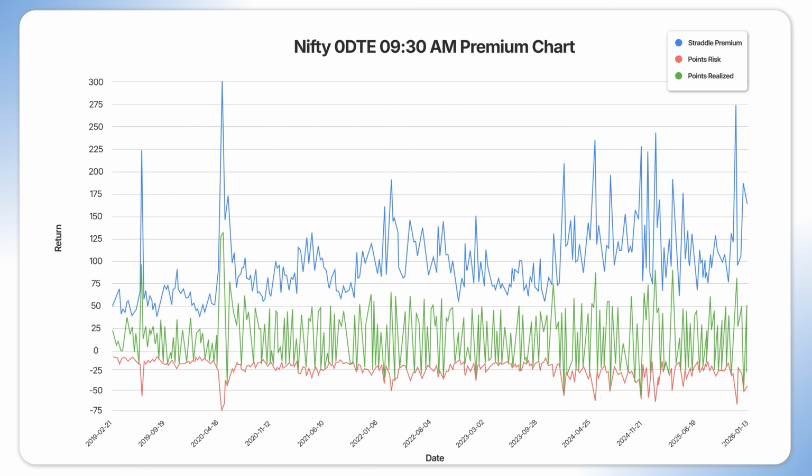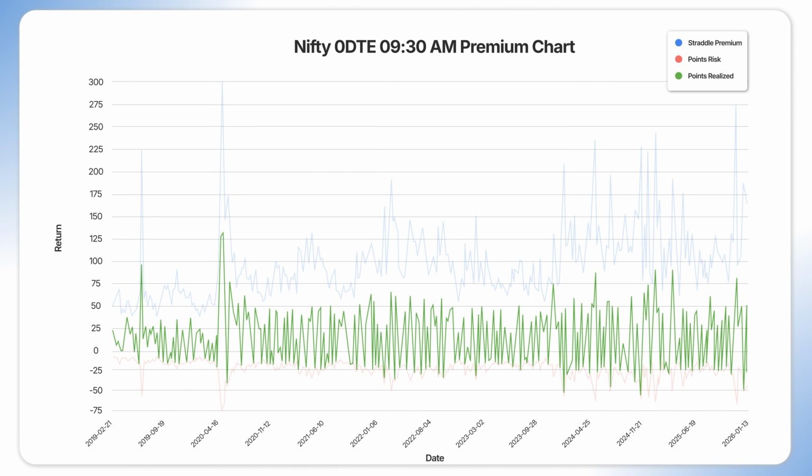Okay. As you can see, that again is proportional to the straddle premium on offer. On high premium days, your risk is more. On low premium days, your risk is less. Correct. The green colored chart is the realized profit or loss on that particular day. Depending on whether it was a profitable day or not, the green colored line would end up above zero or below zero. Fair enough. Right?